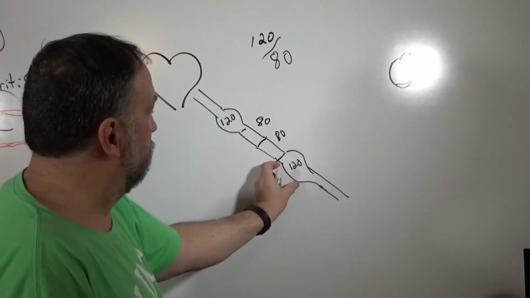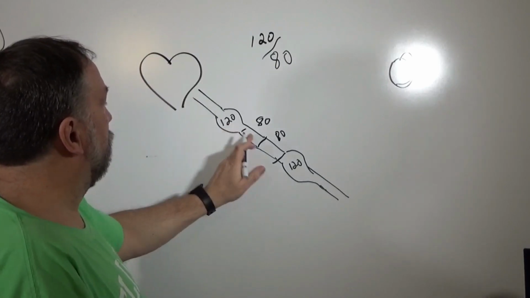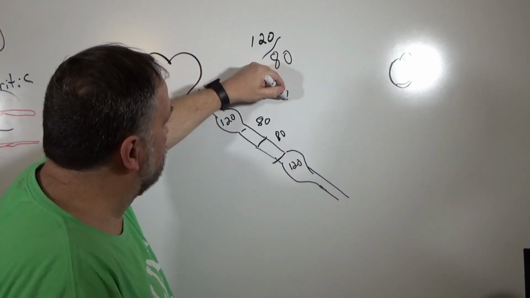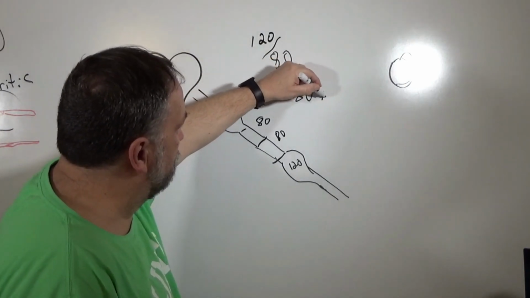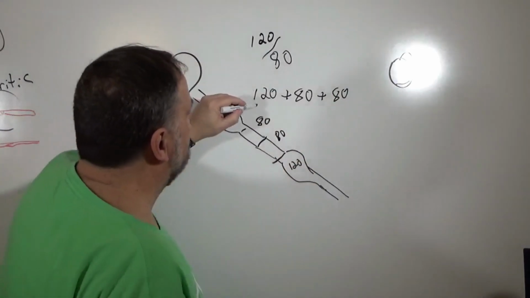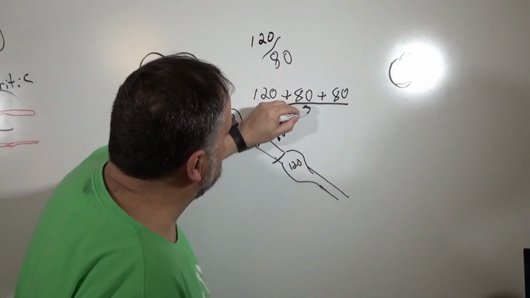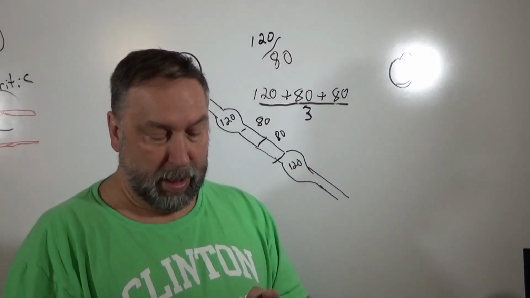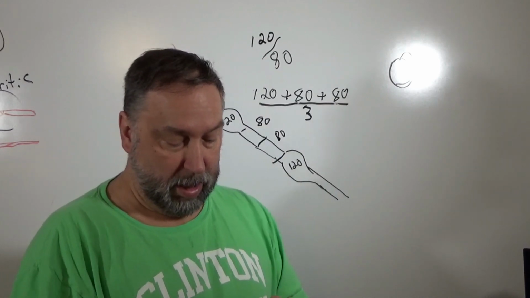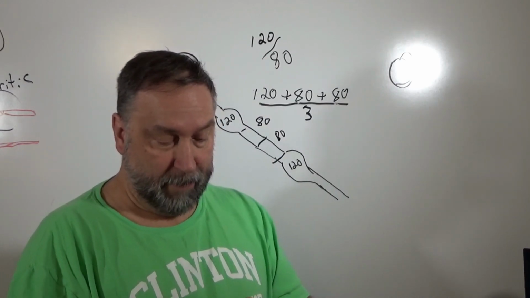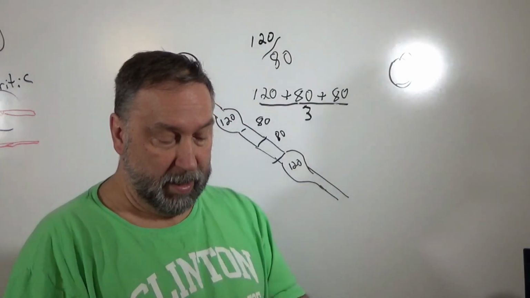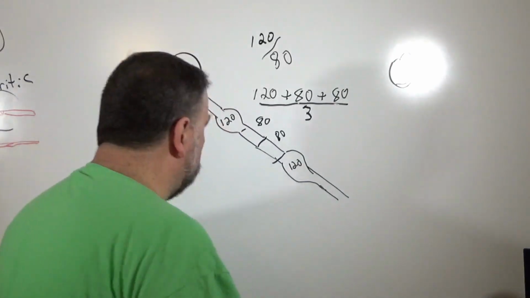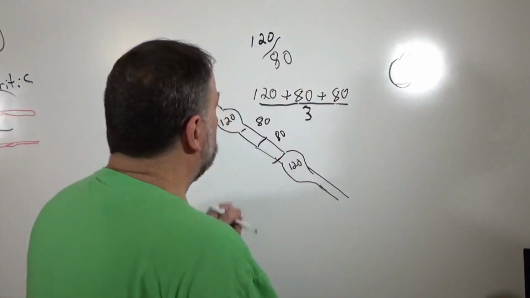Boom, boom, boom, boom, boom, boom. Right? So you got twice as long in diastole. So what you have to do is you go 120 for your systole plus 80 plus 80, then divided by 3, because 1, 2, 3. So let's see what that is. 120 plus 80 plus 80 equals 280 divided by 3 equals 93. It's 93.3333 or whatever.